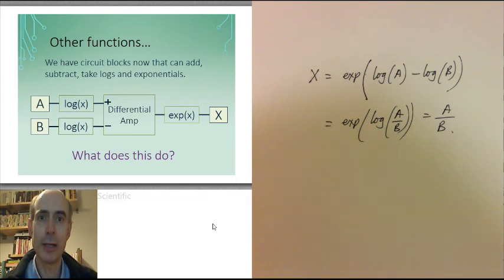It's quite useful in analog computations. Of course, if we replace the differential amplifier with a summing amplifier, we could make a circuit which multiplied together two inputs. And those circuits have a lot of applications. They're sometimes called mixers.